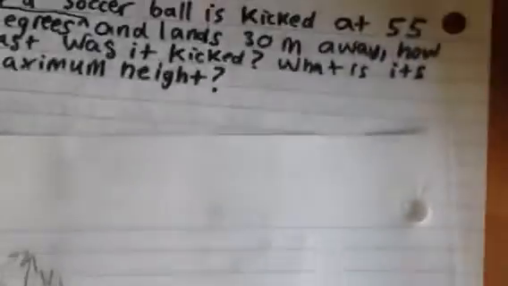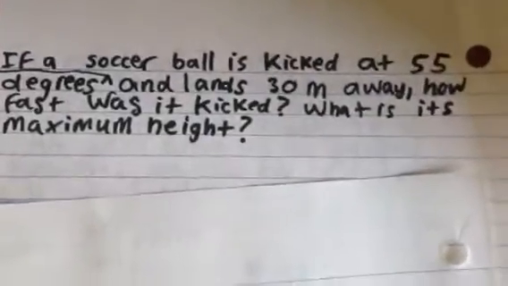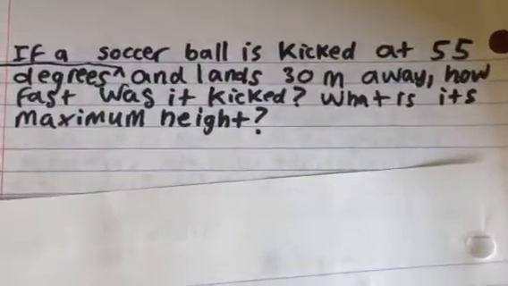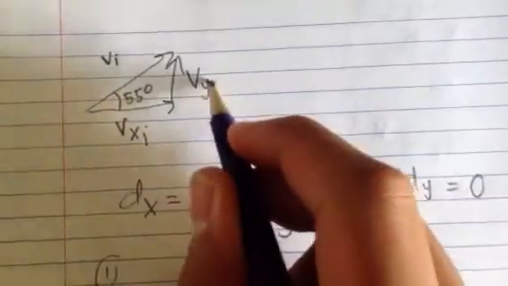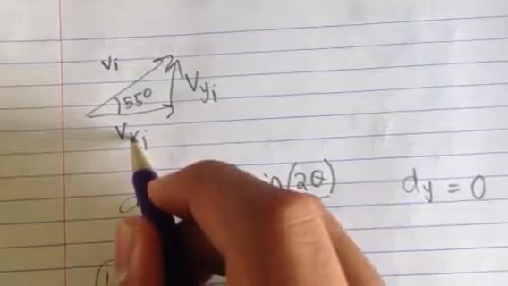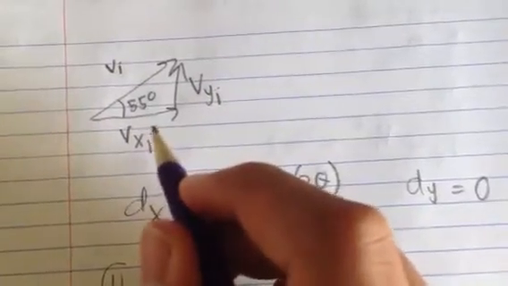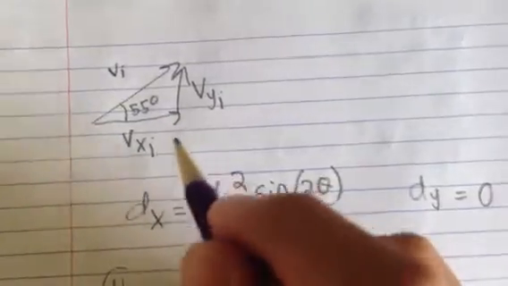Now we're not done yet. Now we need to find the second thing. What is the maximum height? So again, we have to consult our vector diagram. We're going to need to know what this is and what this is. For any of these kinds of angle launch problems, even though you may not always use one of these components, it's always good to figure out what they are.